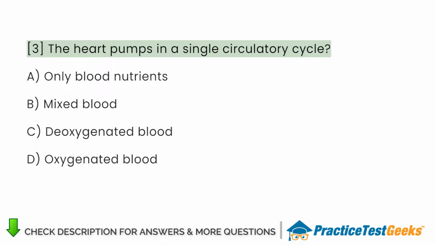The heart pumps in a single circulatory cycle? A. Only blood nutrients. B. Mixed blood. C. Deoxygenated blood. D. Oxygenated blood.